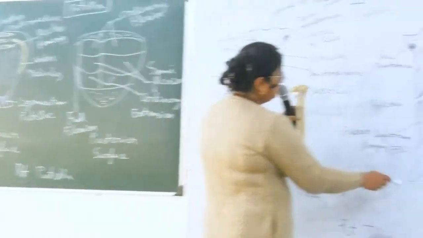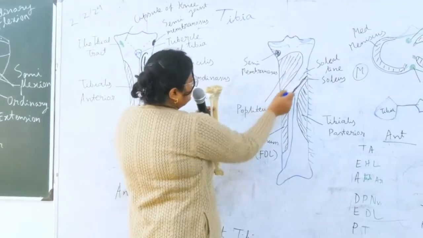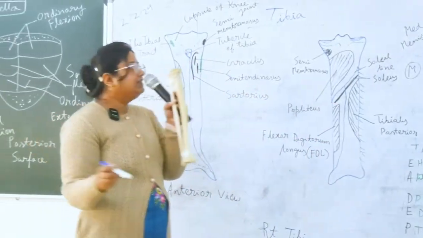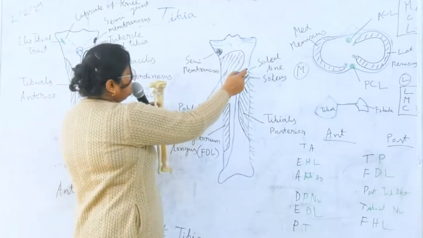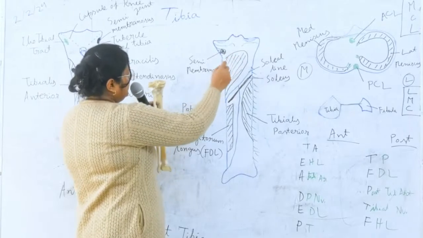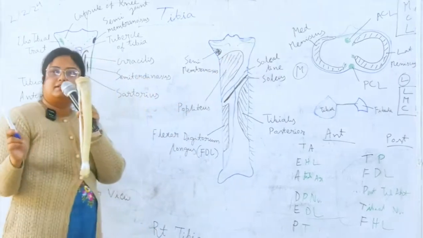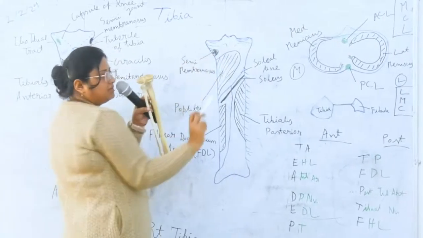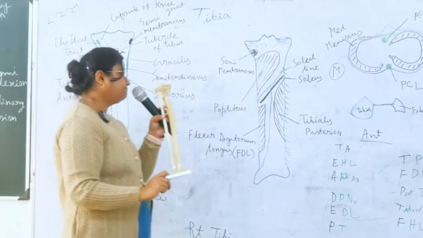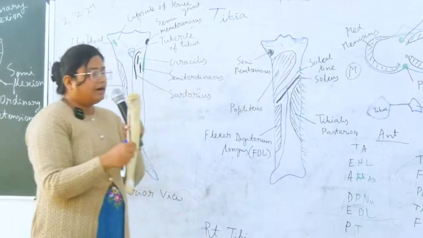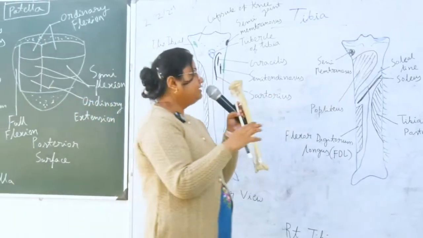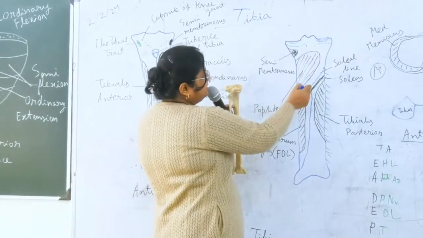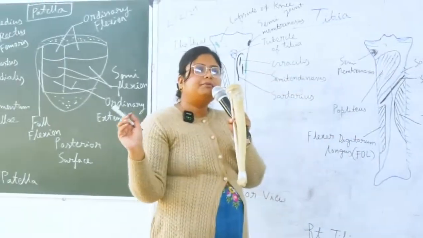See here, this is the posterior view. This is the soleal line, and just below it is the attachment of the soleus muscle. The triangular area just above the soleal line is the insertion of the popliteus muscle. In the upper part, here is the insertion of semimembranosus. The whole of the upper triangular area is insertion of popliteus, and just below it there is attachment of the fascia covering the popliteus.